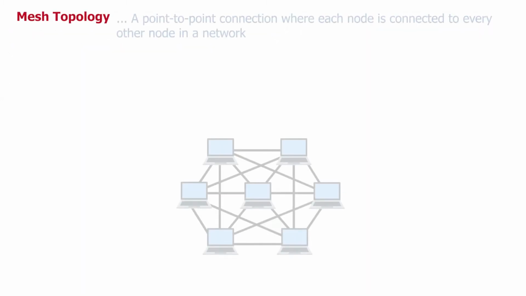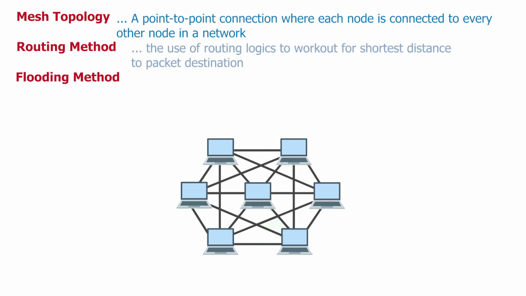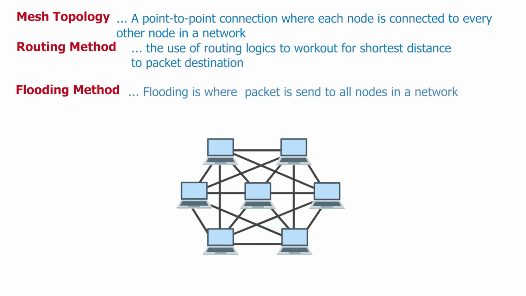The next topology to talk about is the mesh topology. A mesh topology is a point-to-point connection where each node is connected to every other node in a network. In this form of topology, data is transmitted via two methods, routing and flooding. Routing is where nodes use routing logic to work out the shortest distance to the packet's destination. In contrast, flooding is where data is sent to all nodes within the network.